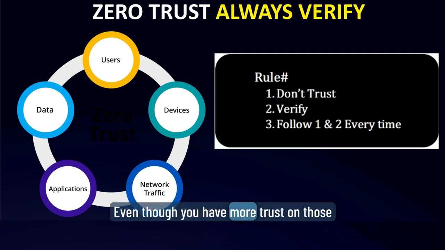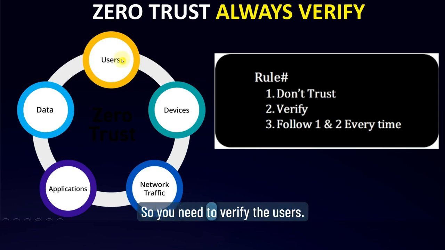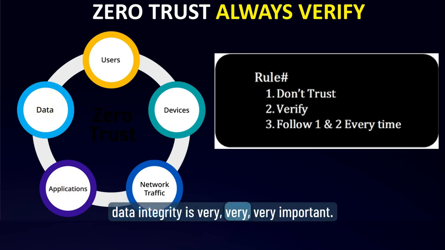Even though you have more trust in those sources, you need to verify every time. You need to verify the users, even though the user is your public relations or your own employee in the organization. And then devices: even though the devices present in your organization are trustable, you need to verify that. And then network traffic: you need to verify the source IP and also the destination IP. And then applications, you need to verify your applications. And then data: you need to verify every data, because data integrity is very important.